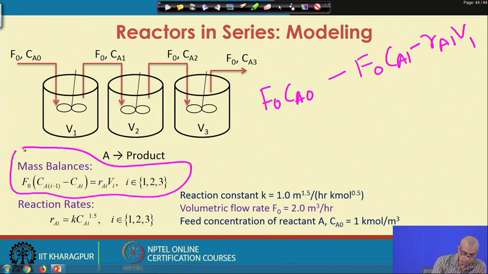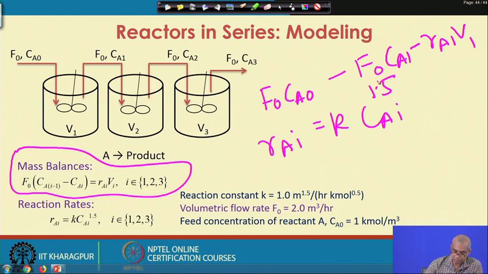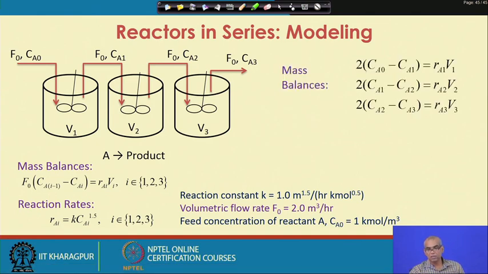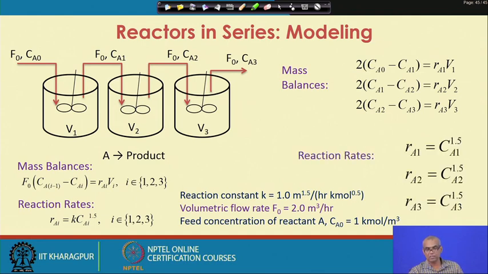and in general they can be written as shown. So, reaction rates are given as RAi equal to K Cai to the power 1.5. K is given as 1, F0 is given as 2, Ca0 is given as 1 in appropriate units as shown. So, you can write down these 3 mass balance equations for CSTR 1, 2 and 3, and these are the reaction rates. So, this completes my modeling.